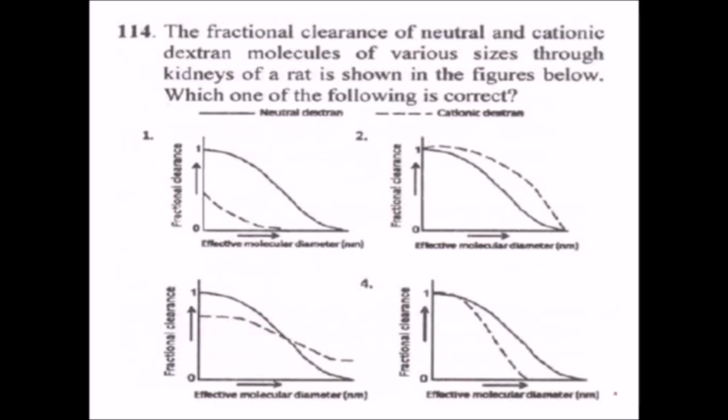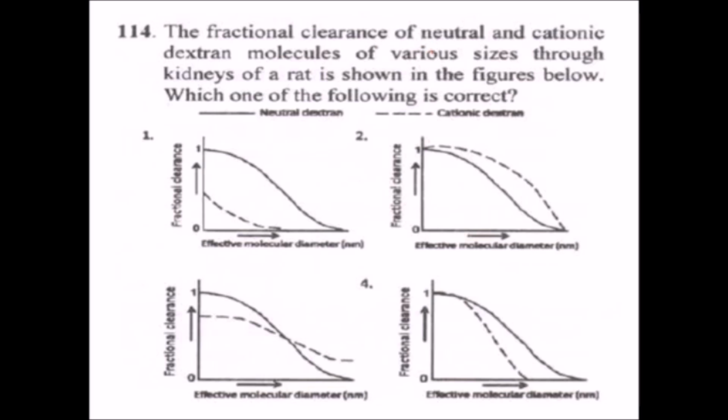Next question is, the fractional clearance of neutral and cationic dextran molecules of various sizes through kidneys of rat is shown in the figure below. Which of the following statements is correct? Dotted line is shown for the cationic dextran and solid line is for the neutral dextran. What happened? The kidney has a negatively charged wall, so there will be better clearance of the cationic dextran in comparison to the neutral one.